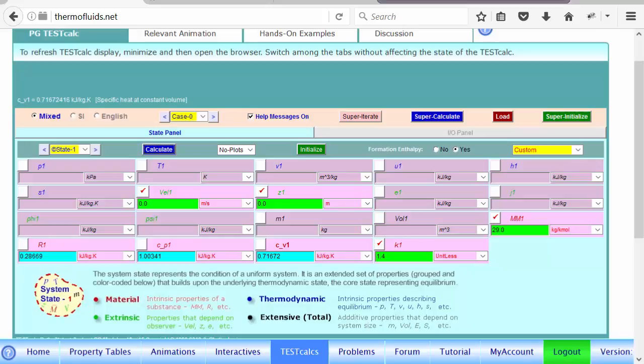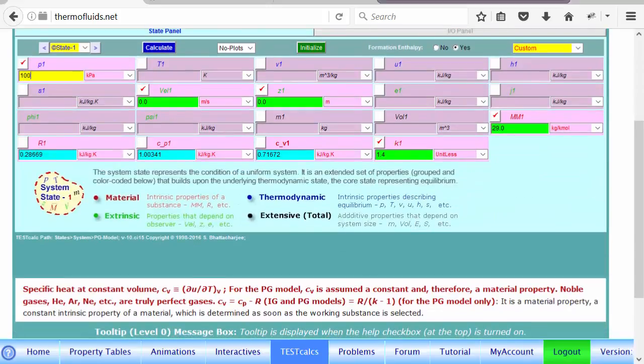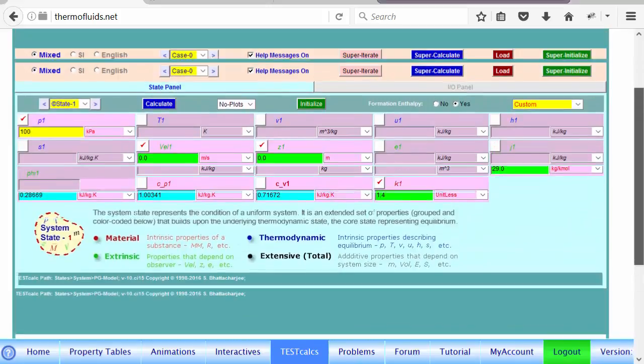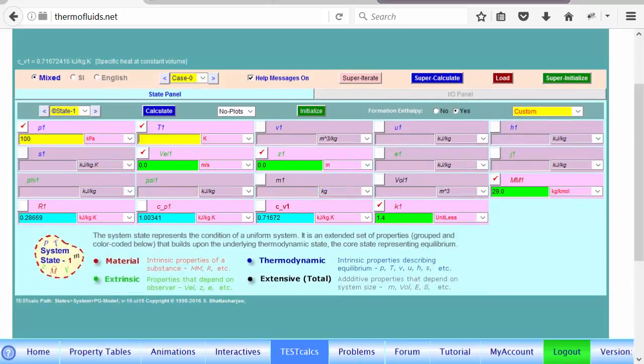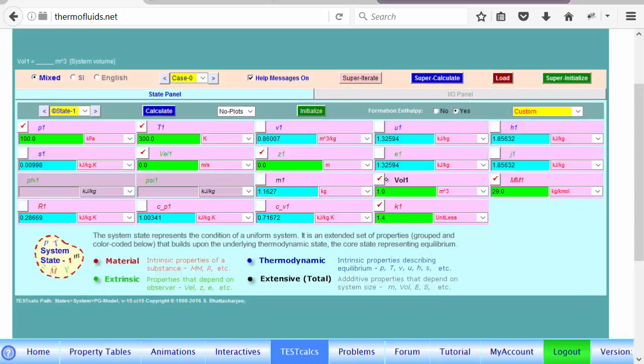Now, state 1, let's go and calculate: 100 kPa and 300 Kelvin. And the volume was given to us as 1 meter cubed. We hit the enter button, and sure enough, you can see that we did calculate the mass correctly. And we also calculate the Cv here automatically.